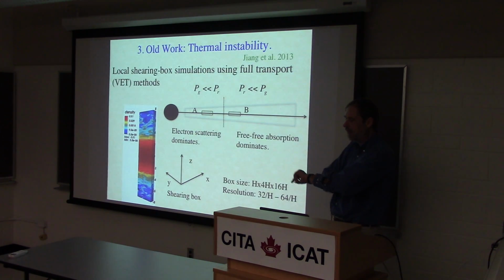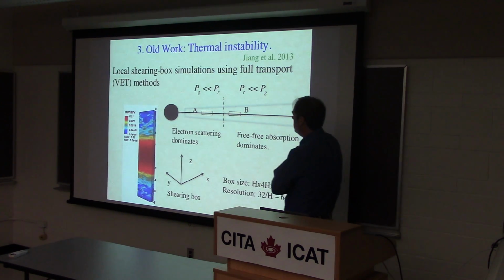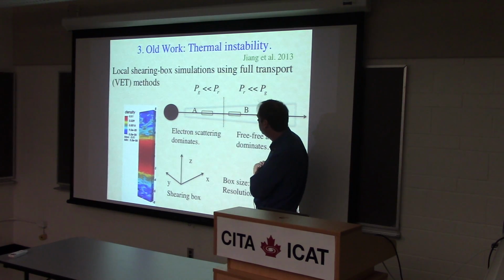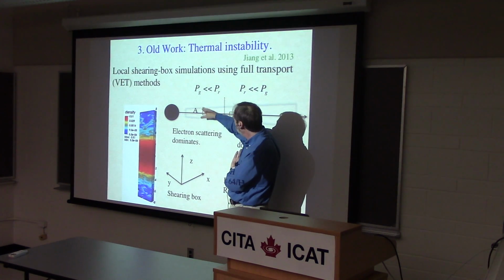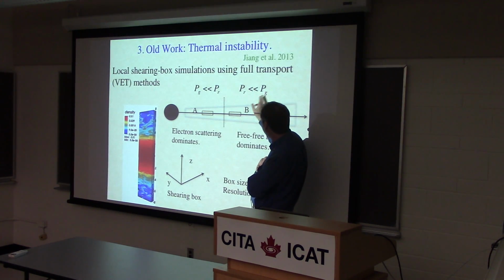So let me turn to some of the science results. Let me talk first about these thermal instability results, which are now almost 5 years old. We're going to use shearing box simulations to explore thermal instability in 2 regimes in an accretion disk. An inner region A, where the gas pressure is less than the radiation pressure, and an outer region B, where the reverse is true.